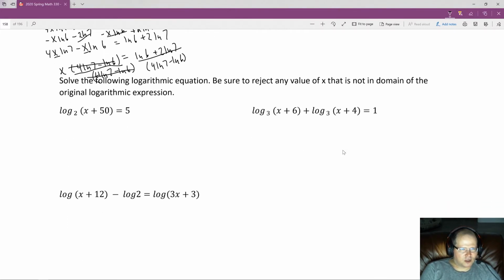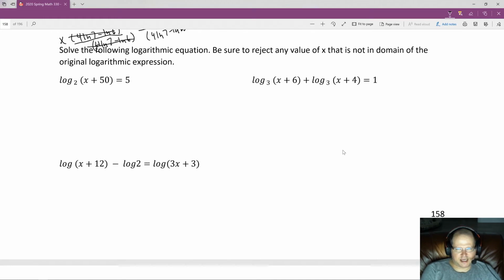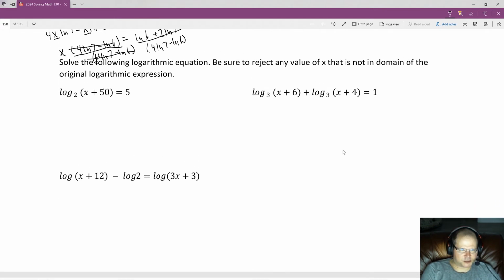So the next one, solve the following logarithmic equation. Be sure to reject any values of x that are not in the domain of the original logarithmic expression.